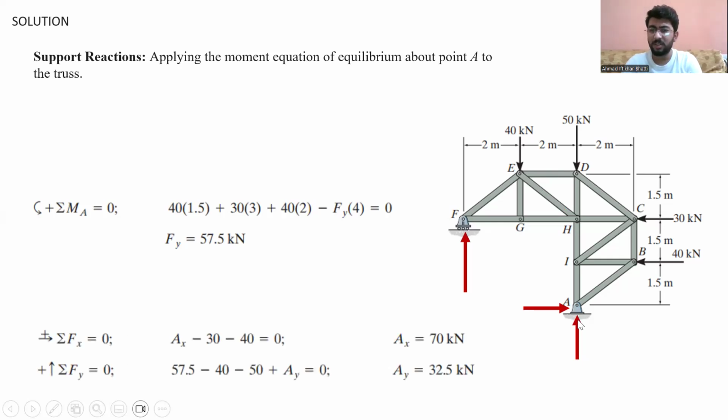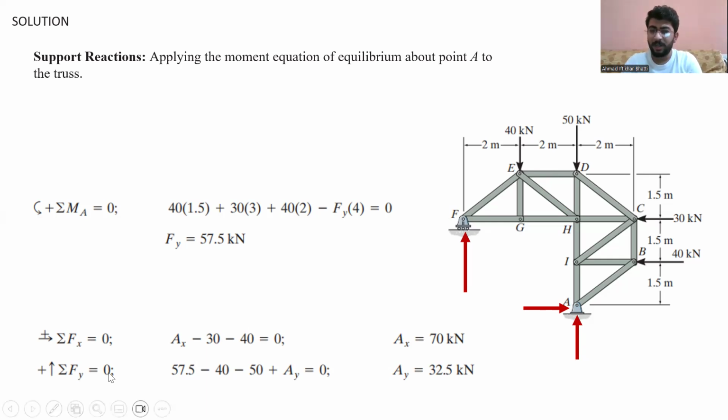And in the case of the horizontal direction forces, we have the horizontal force at point A, which is AX, and we have the 30 kilonewton force and 40 kilonewton force, but these two forces are negative. So we get a reaction force at point A in the horizontal direction, which is 70 kilonewton.